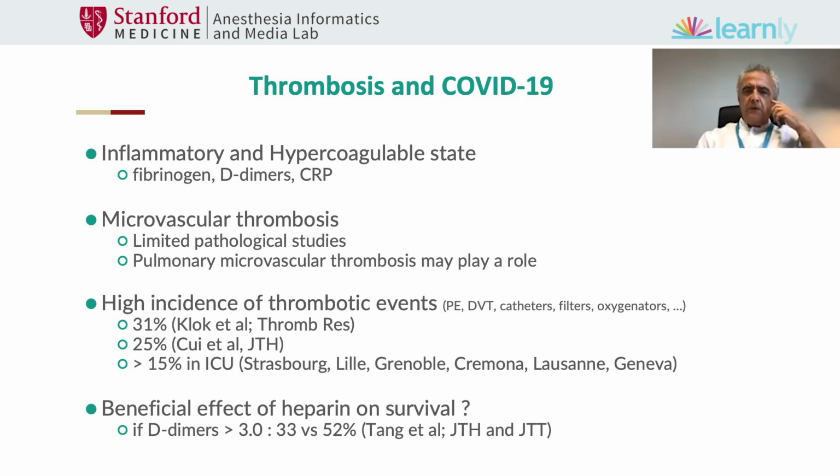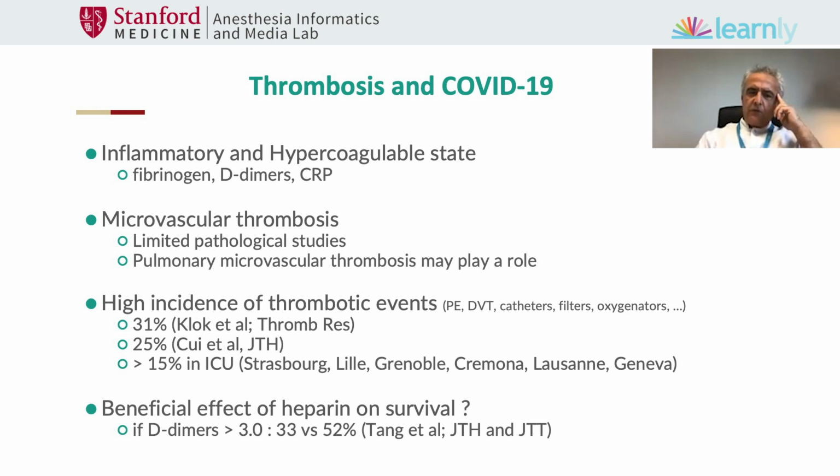There are 2 very recent papers showing a high incidence of thrombotic events, not only pulmonary embolism or deep venous thromboembolism, but also other types of thrombosis, like thrombosis of venous and arterial catheters that need to be removed very frequently, and also filters clotting for renal replacement, and also observation of clotting of the tubing or oxygenators of the ECMO.